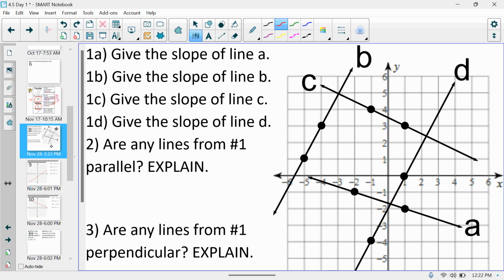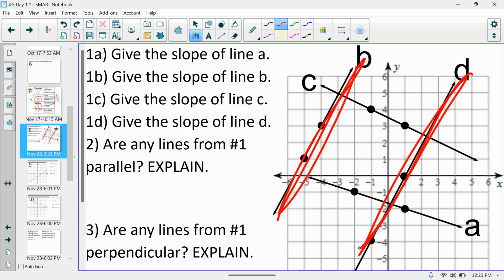I want you to make a prediction before we do any math. Like, your pencil should not be in your hand still. We're just listening. Do any of those lines look like they might be parallel to you? Any of them look like it? If you had to guess. Anna? Anna's guessing B and D, okay? So that's a good guess.